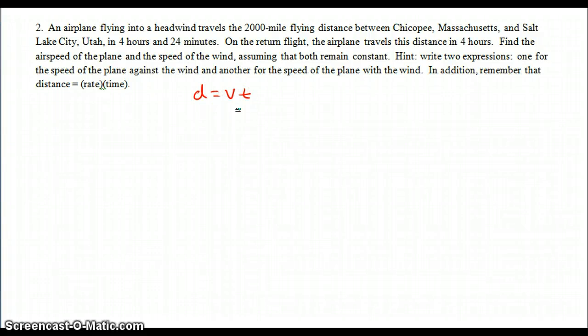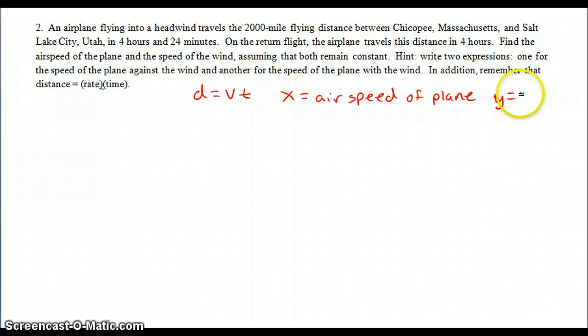Okay? And then next I'm going to define my variables, because for word problems, that's the most important thing that you need to do every single time. So what are we going to call x? Well, what's it asking? It says determine the airspeed of the plane and the speed of the wind. So let's call x the airspeed of plane. Okay, and then that means that y is going to be the wind speed.